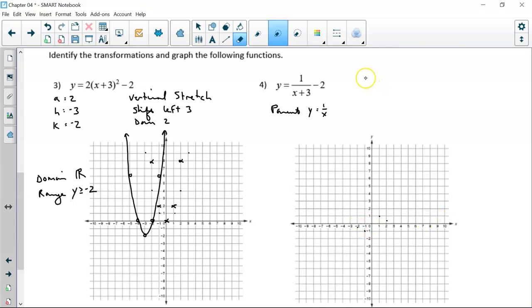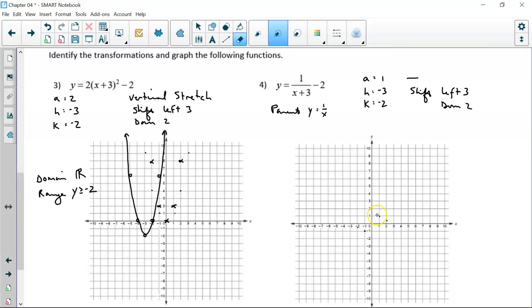So now, looking at our values, a is 1. H, watch your signs. It's not a 3, it's a negative 3. And k is a negative 2, which means nothing happens for a. There's no shrink or stretch, no compression, and no reflection. So all we're going to do is shift left 3 and down 2.